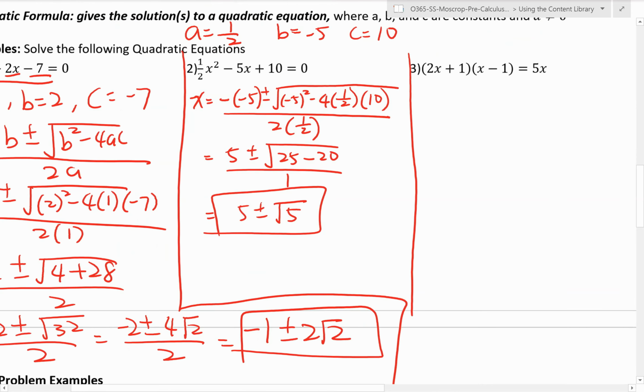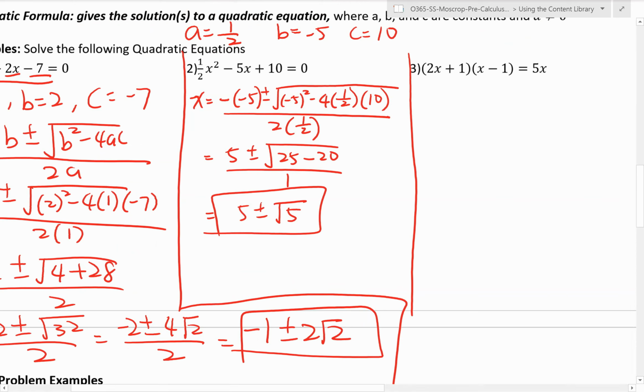Okay, so for the second example, again, you just plug in these 3 values. Hopefully that's what you got for a, b, and c. A is 1/2, b is -5, c is 10. Once you have identified the values, you plug into the quadratic formula, and then just do what it says, right?